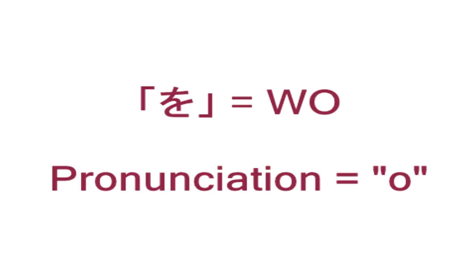Let's remember that in the last couple videos we did the ga particle and the wa particle. So today we will be doing the o particle. But first let's start by saying that even though this particle is written as W-O in Japanese, it is actually pronounced as if it was just the letter O. O.